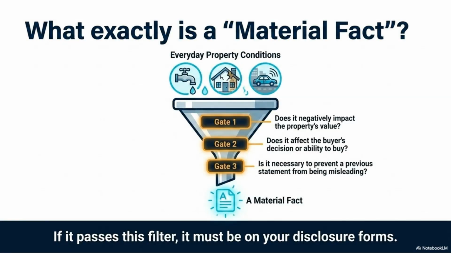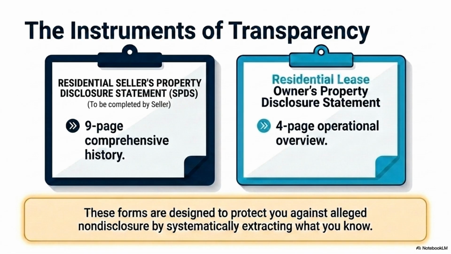A material fact is any property condition that negatively impacts value, affects the buyer's decision, or is necessary to prevent a previous statement from being misleading. If it passes this filter, it must be disclosed. The key instruments of transparency are the Residential Seller's Property Disclosure Statement, or SPDS, and the Residential Lease Owner's Property Disclosure Statement. These forms protect you by systematically documenting what you know.